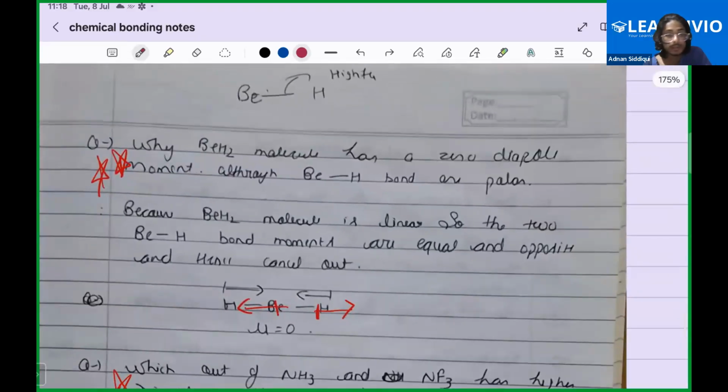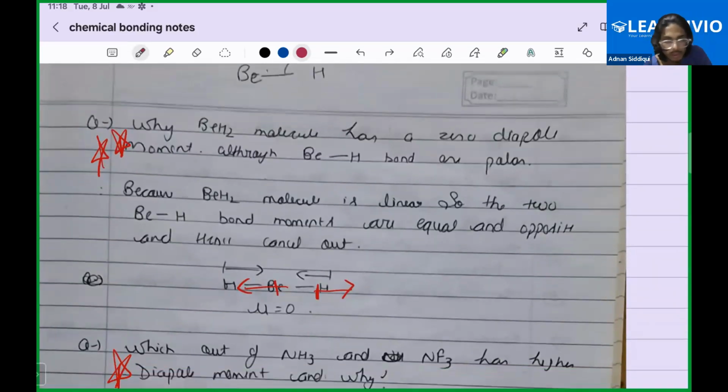So now let us see the questions. And this is a very important topic. They are going to ask you questions on this, and the questions are very easy. So the first question is: why does the BeH2 molecule have zero dipole moment, although the Be-H bonds are polar?